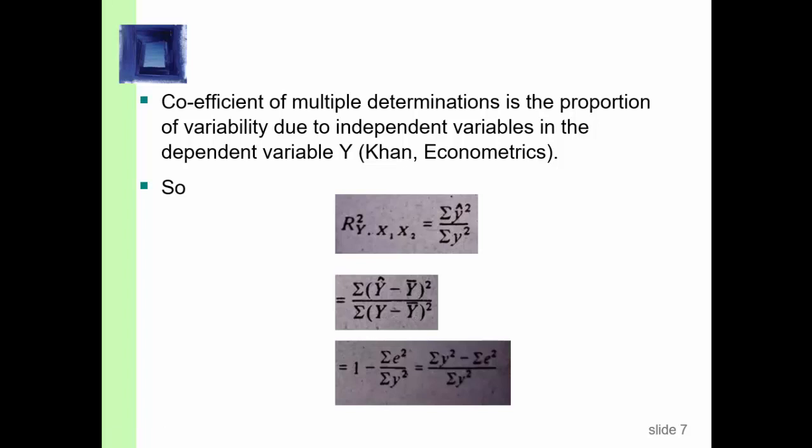By simplification, we can write 1 minus summation ei square by summation y square, and by taking the LCM we get summation y square. Taking summation y square as the LCM, we have summation y square by summation y square minus summation ei square by summation y square. Now, in order to derive the formula for R square, we need to expand this summation ei square.